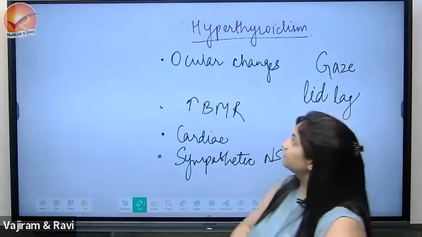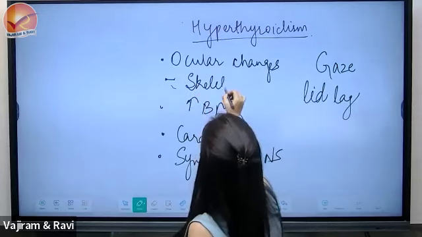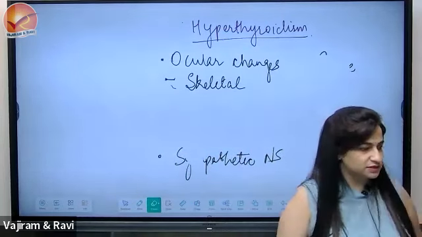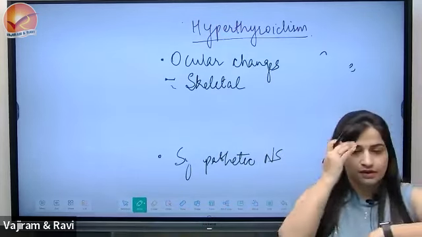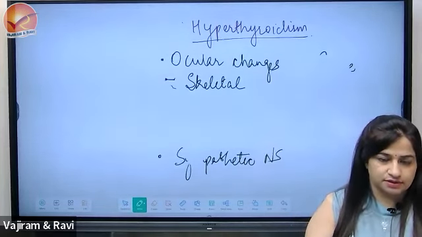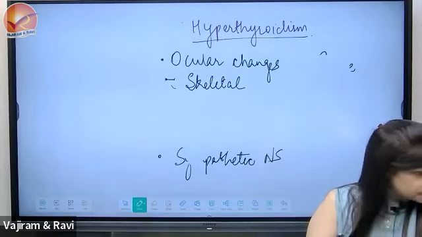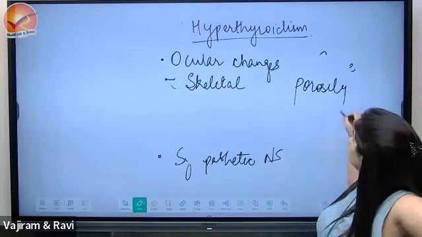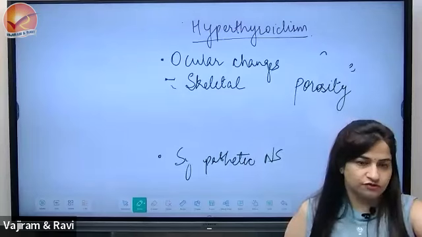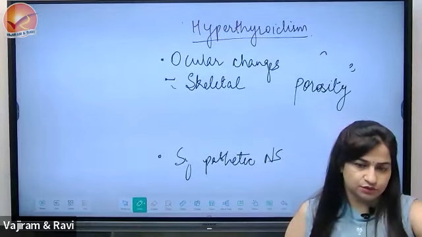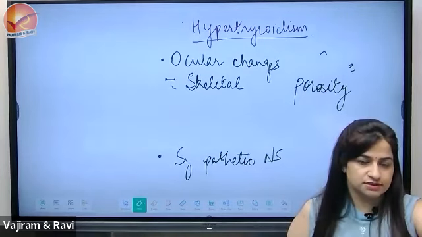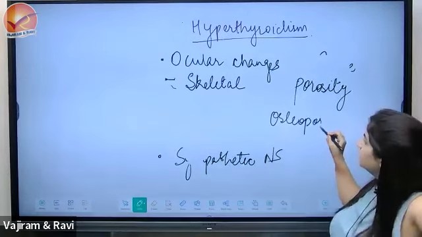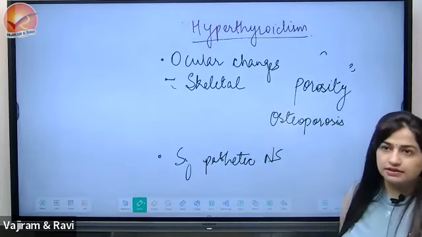Next feature is about the skeletal system. What happens in the skeletal system is there is increased bone resorption, which leads to increase in porosity of cortical bones, leading to osteoporosis and increased risk of fractures.